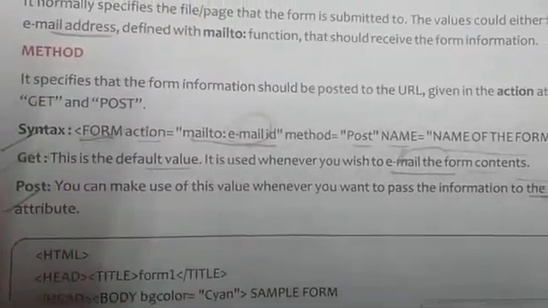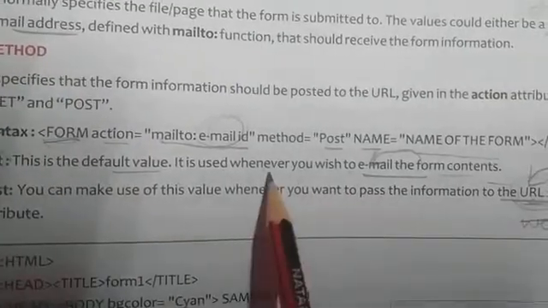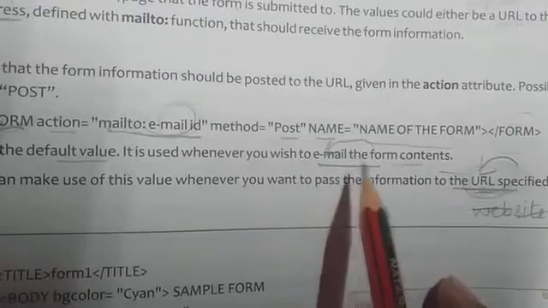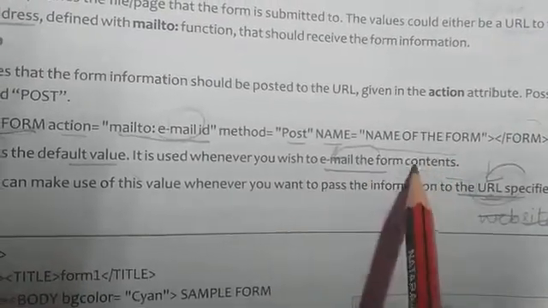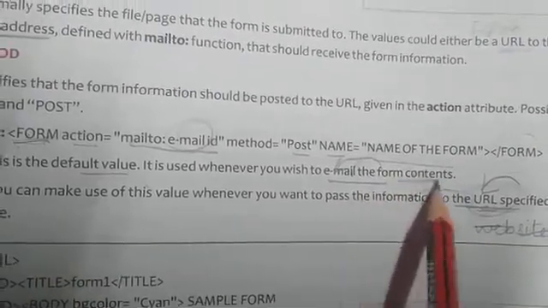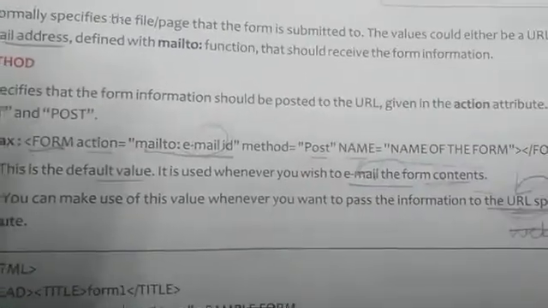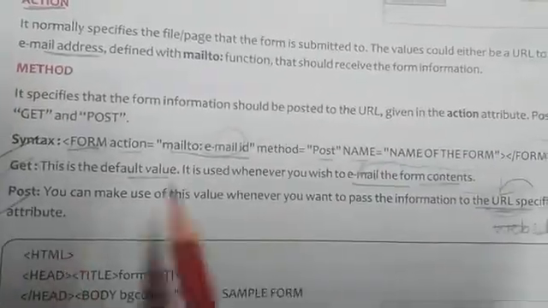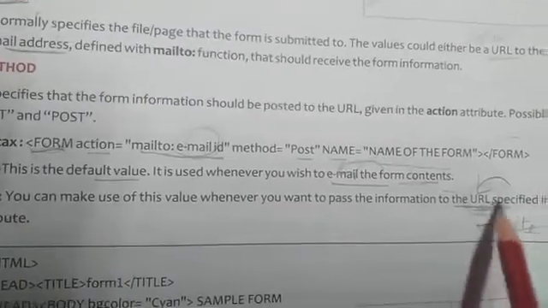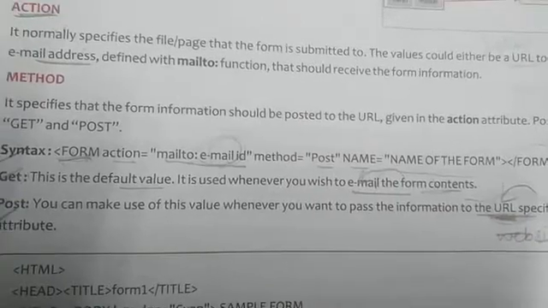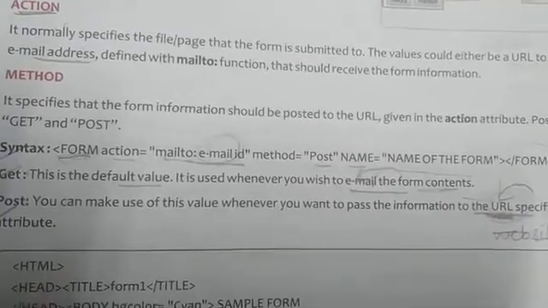Get is the default value, and here it is used whenever you wish to email the form contents. जब आपने email करनी है form contents, content means information, जो भी आप इंफॉर्मेशन एंटर करोगे उसको आप ईमेल में सेंड करोगे. एंड इन पोस्ट मेथड इट विल यूज URL इन प्लेस ऑफ ईमेल. ये क्या यूज करेगा? URL, एड्रेस यूज करेगा. So this is post method.